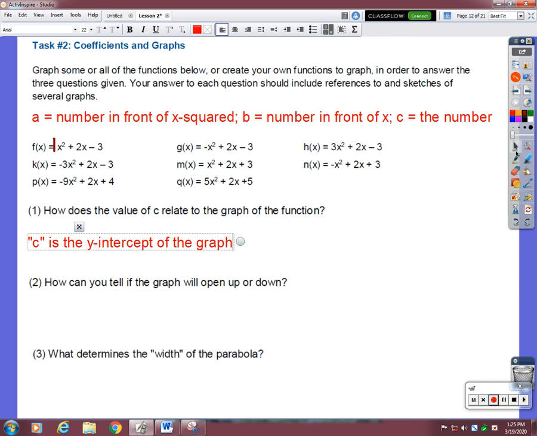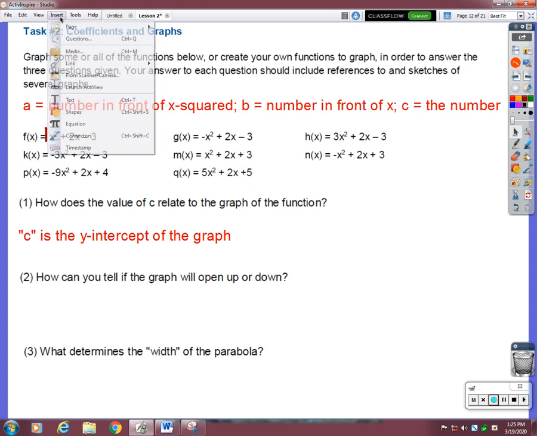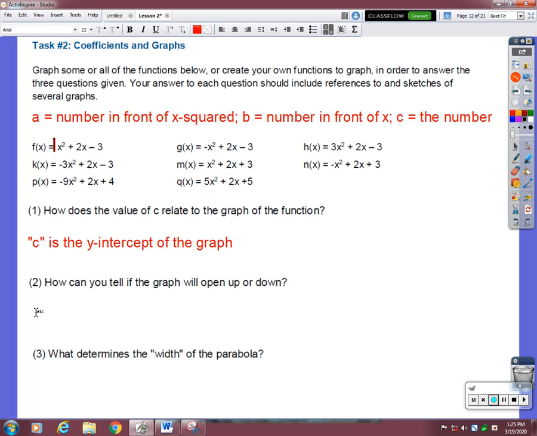So for this guy right here, the y-intercept is negative 3. This is negative 3, negative 3, negative 3. This one's plus 3, plus 3. This one would cross the y-axis at 4. And this one would cross the y-axis at 5. Okay, so that's our first exciting learning of the day.